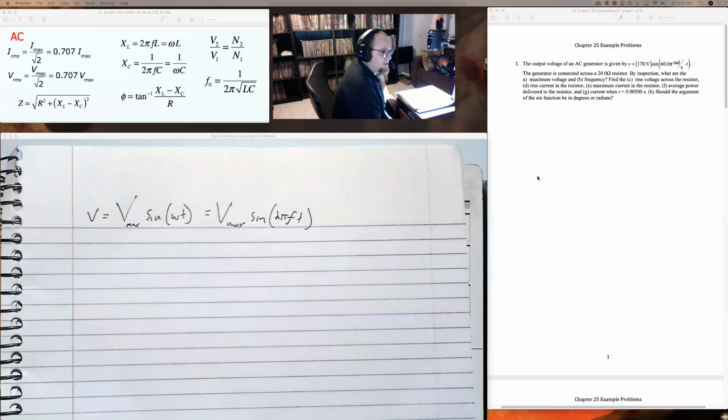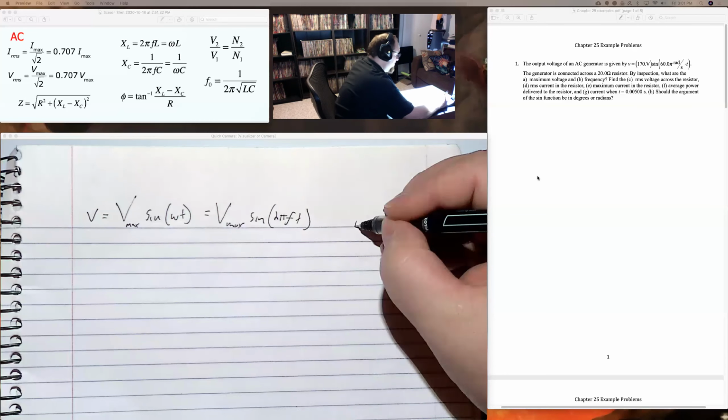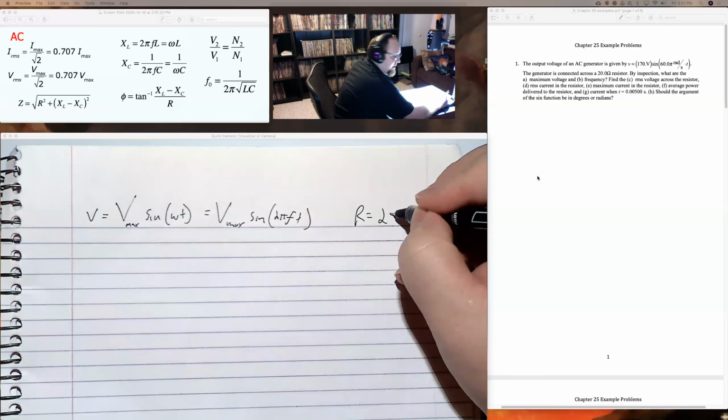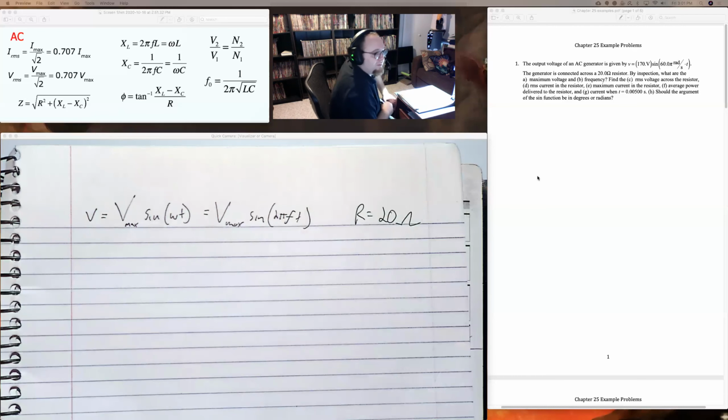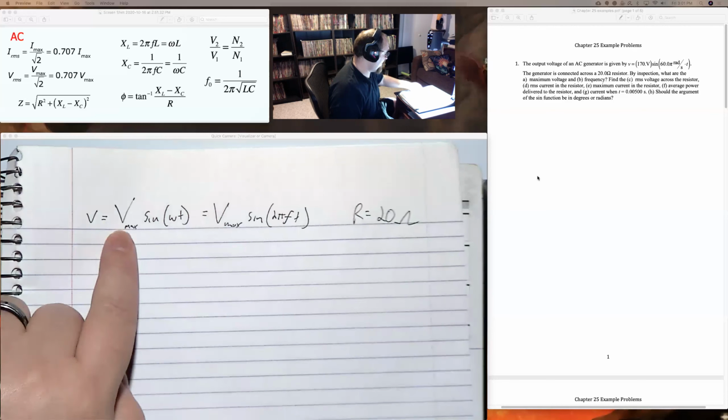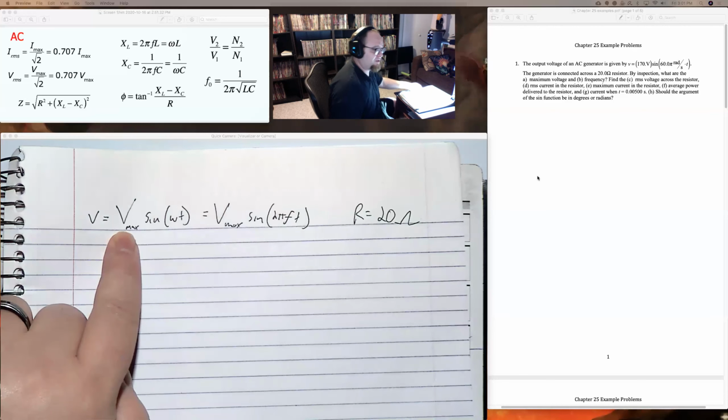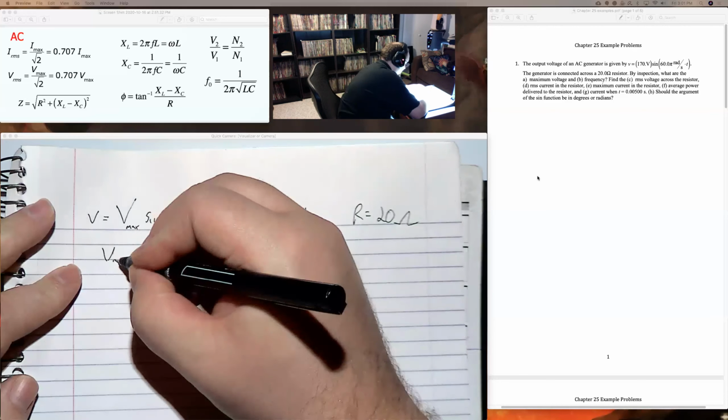And I say this is generating over a 20 ohm resistor. So by inspection, what's the max voltage? Well, I can just look at this equation, and it says 170 volt sine of 60 pi t. Well, V max is that number. So V max is just 160 volts.